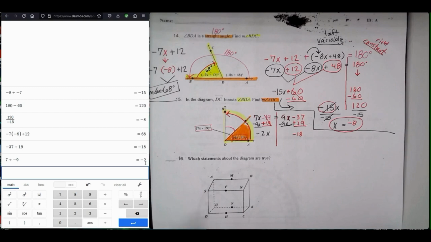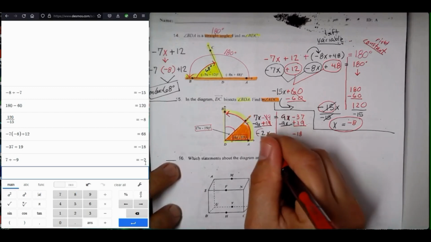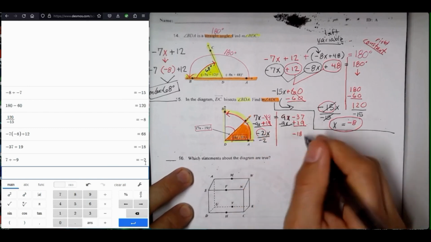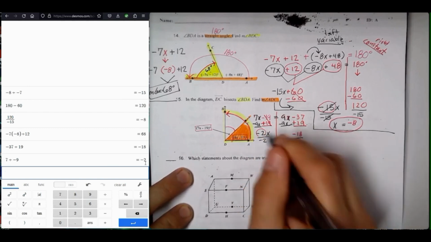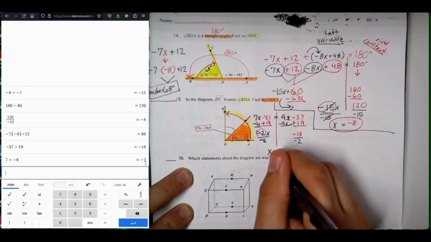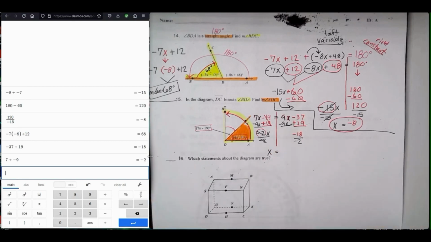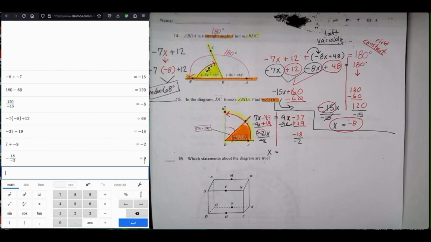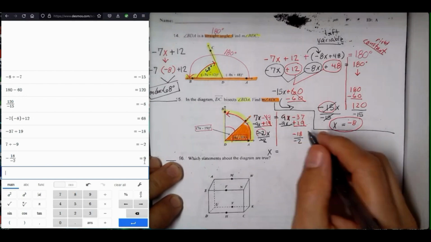And so what I want to do now is get rid of this coefficient of negative 2. The way we get rid of that is we simply divide by it. So divided by negative 2, divided by negative 2. And I end up with x is equal to, and we're going to put this in a calculator, negative 18 divided by negative 2. Notice it changed to a positive 9, and that's because, remember, a negative divided by a negative, or a negative times a negative, either way, is going to end up giving you a positive number.